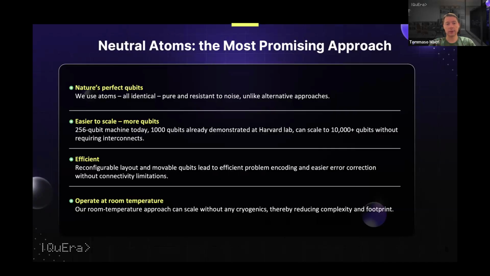Last but not least, the systems that we are developing operate at room temperature, therefore reducing the complexity of having cryogenic devices attached to our computers, but also decreasing the footprint of the machines. This turns out to be extremely important for organizations such as Pawsey that might be interested in integrating our systems with the current generation of high-performance supercomputing systems.